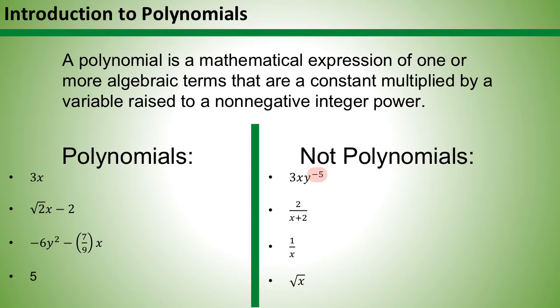This next one, we have x in the denominator of a fraction. X cannot be in the denominator of a fraction. Basically what's going to happen there is we're going to have a negative exponent. Same thing here, x cannot be in the denominator, so that also would not be a polynomial. And then here, x cannot be inside of a radical. If x is inside of a radical, then this thing is not a polynomial. Okay, so be able to determine if something is a polynomial, if something is not a polynomial.